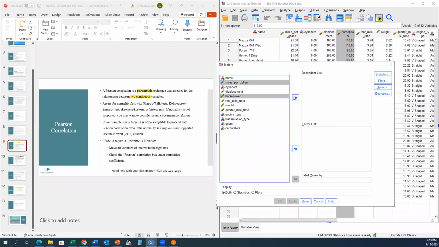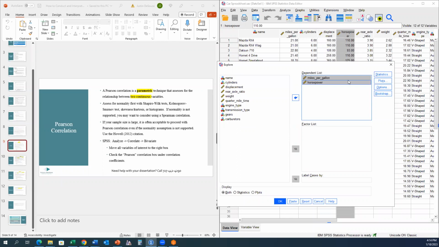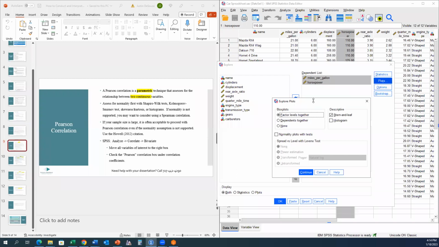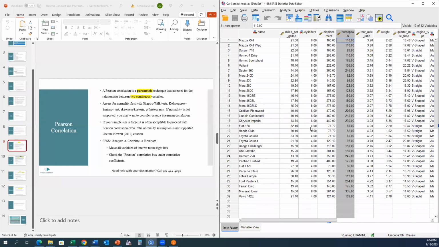And I would put in mileage and horsepower in this right box. Then go to Plots and check mark this box right here, normality plots with tests. I would also check mark histogram right here and then click OK. This will take a few seconds. It reports quite a lot.